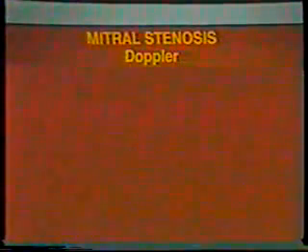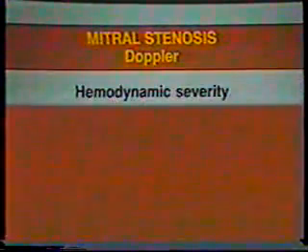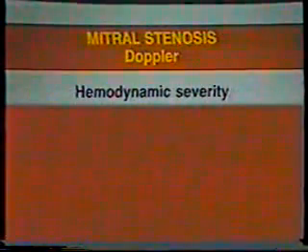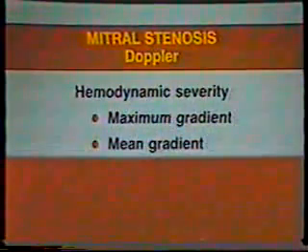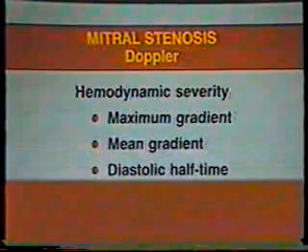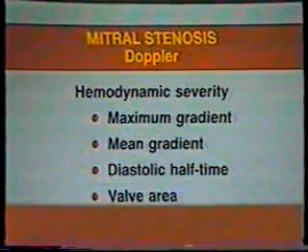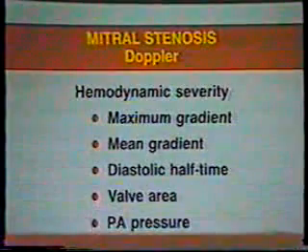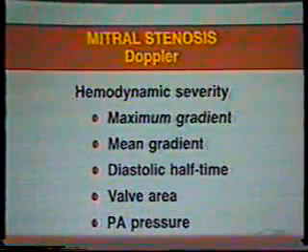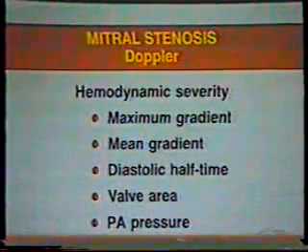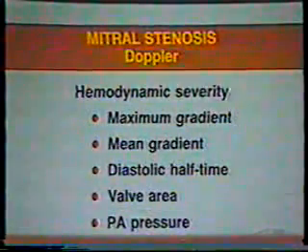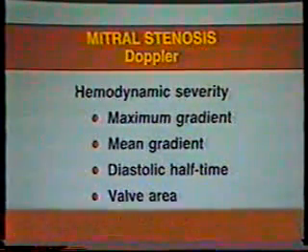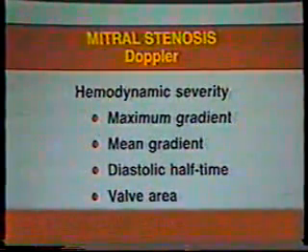Doppler examination allows us to determine the hemodynamic severity of mitral stenosis. The parameters which we routinely determine include the maximum gradient, mean gradient, diastolic pressure half-time, mitral valve area, and pulmonary artery pressure. We will discuss the determination of systolic, diastolic, and mean pulmonary artery pressures on tape number 9. On this tape, we will focus on the other 4 hemodynamic parameters.